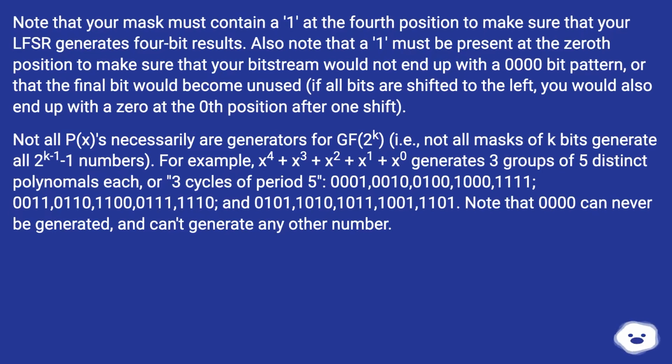For example, x^4 + x^3 + x^2 + x^1 + x^0 generates 3 groups of 5 distinct polynomials each, or 3 cycles of period 5: 0001, 0010, 0100, 1000, 1111; 0011, 0110, 1100, 0111, 1110; and 0101, 1010, 1011, 1001, 1101. Note that 0000 can never be generated, and can't generate any other number.